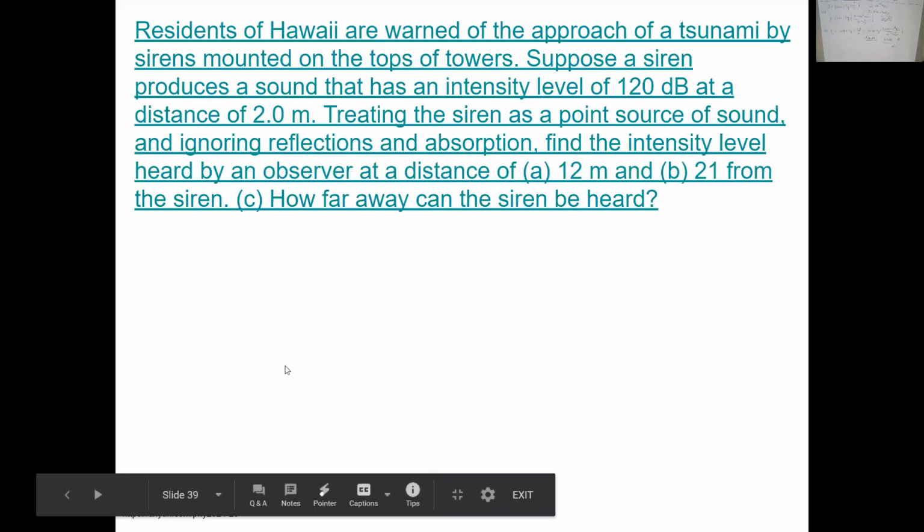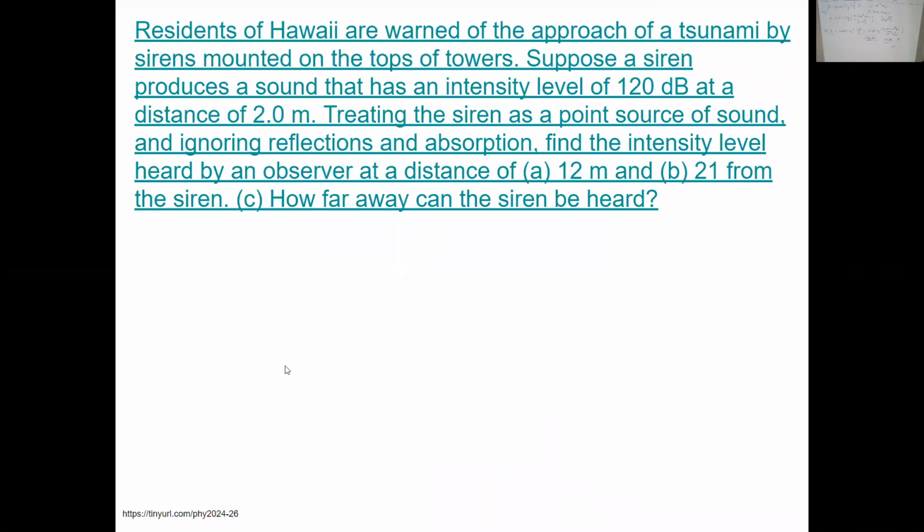Okay, so we'll take on this example as well. This one says the residents of Hawaii are warned of the approach of a tsunami by sirens mounted on the top of towers. Suppose a siren produces a sound that has an intensity level of 120 decibel at a distance of 2 meters. Treating the siren as a point source of sound and ignoring reflections and absorptions, find the intensity level heard by an observer at a distance of 12 meters from the siren, and see how far away can the siren be heard.